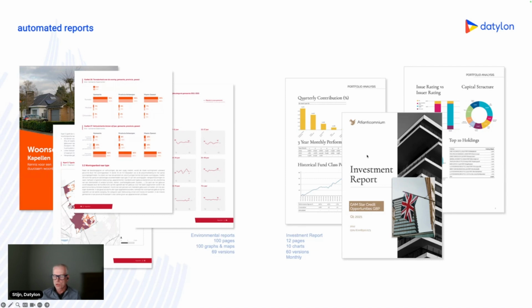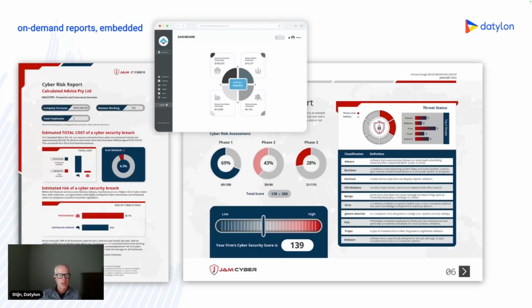And on the right side, you see another example, investment reports. This is recurring for the high-tier investors of a certain company, and they get a really nice report every month automatically sent to them. And then the highest level of automation is actually where you embed our report engine, let's say, into an application.